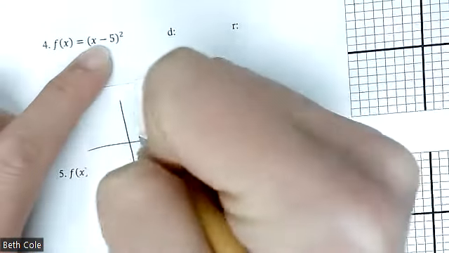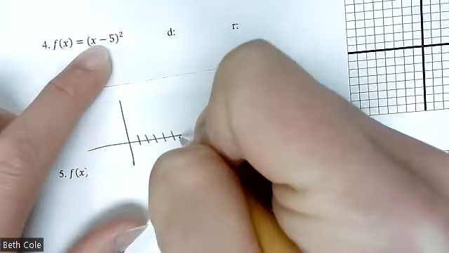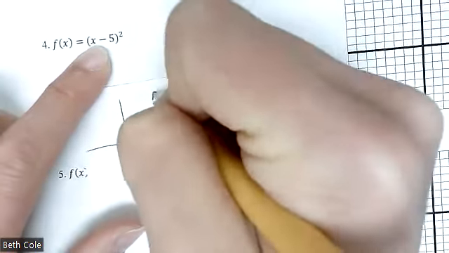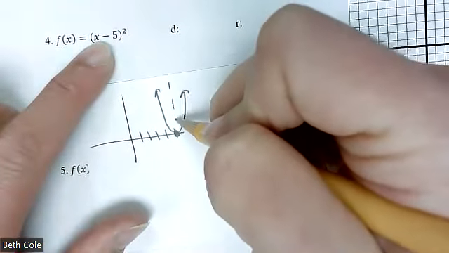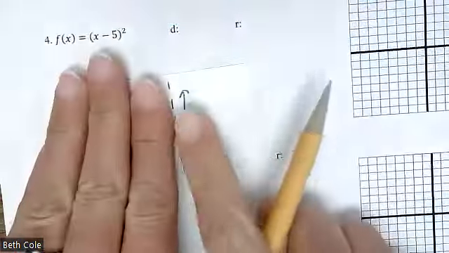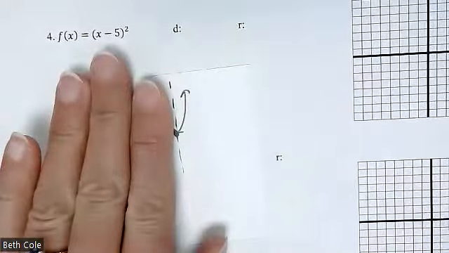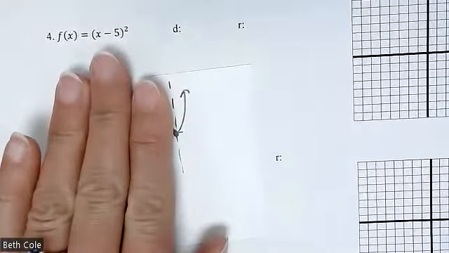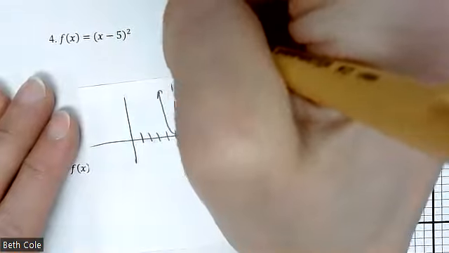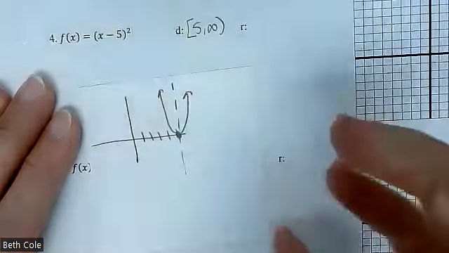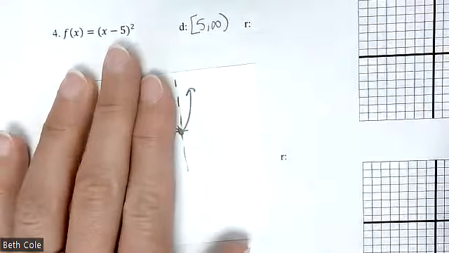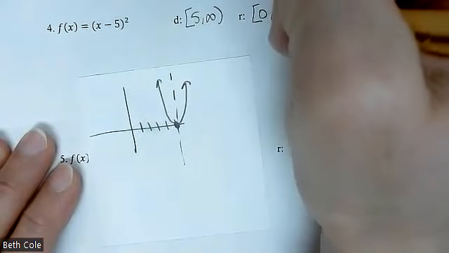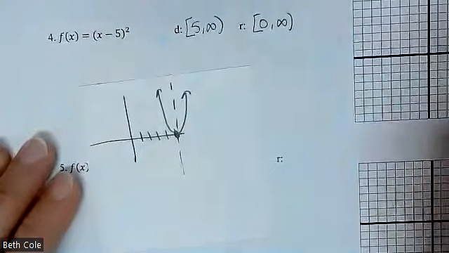It went right 5. Look, are you seeing this? Right 5. It would look like this. Yes. Okay. Now we need to cut it in half and I want to do the positive half. So what would that domain be? Perfect. 5 to infinity. And what's the range? 0 to infinity.